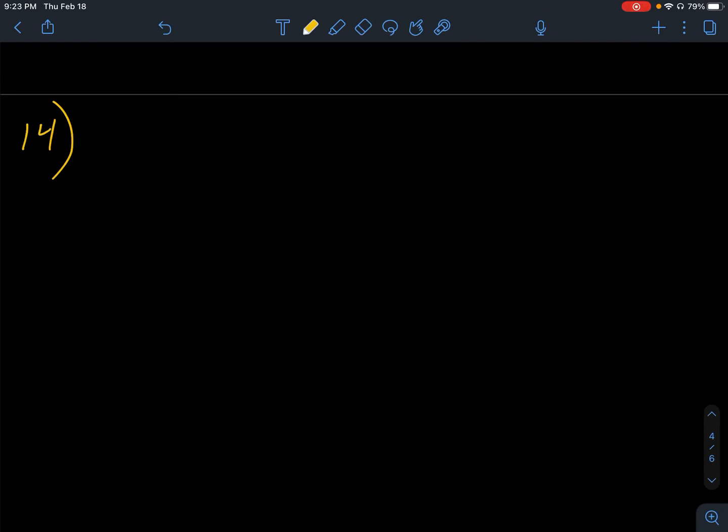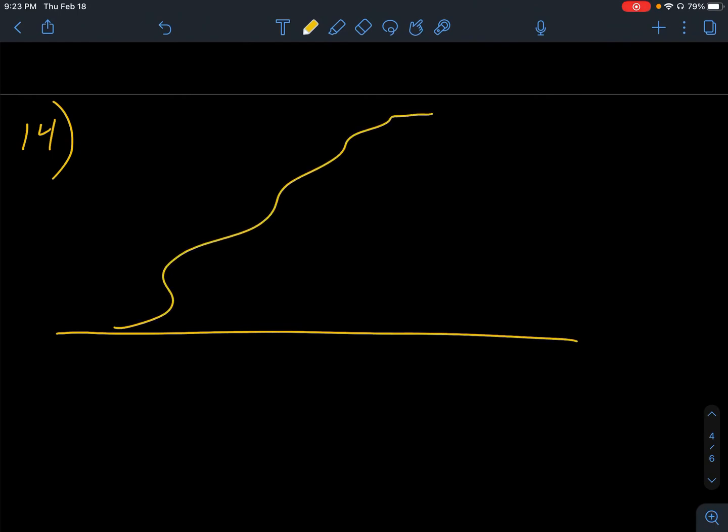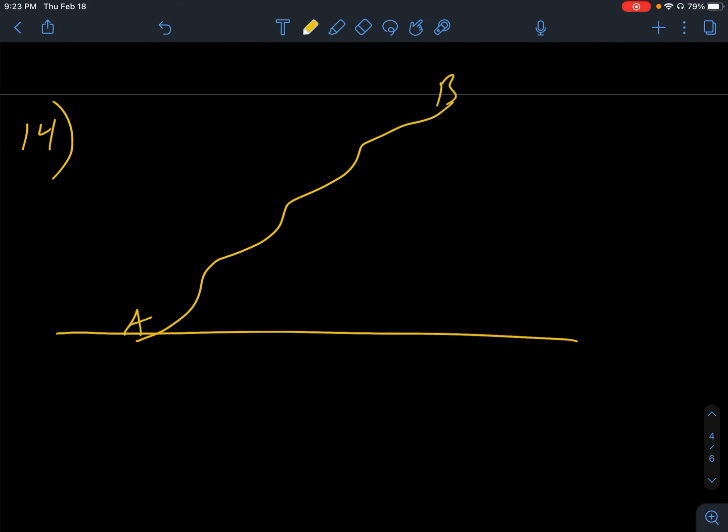So we have: experienced hikers prefer to step over a fallen log in their path rather than step on top of it and step down the other side. So think about going up a mountain, right? So here's the ground. You're going up. That's a weird looking mountain, right? You're going up to here. Position A to B.